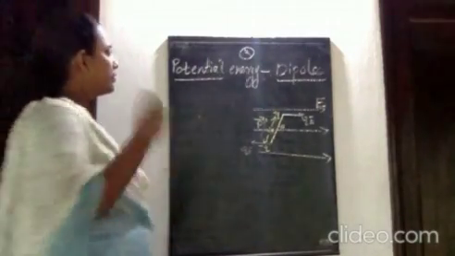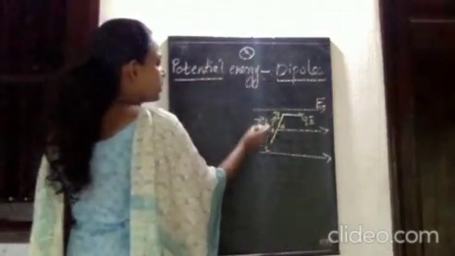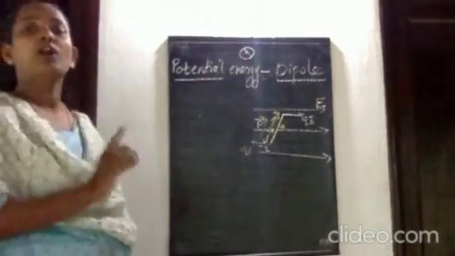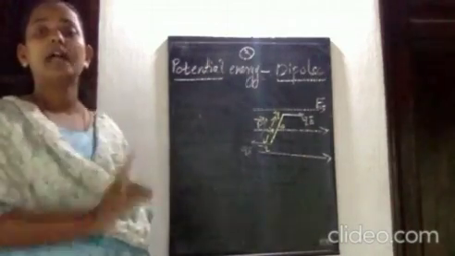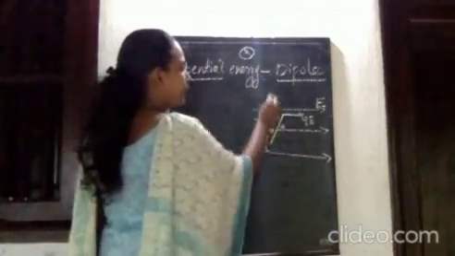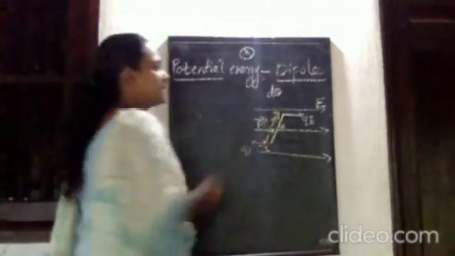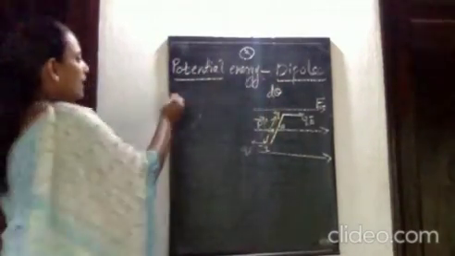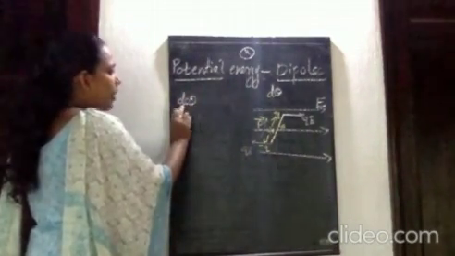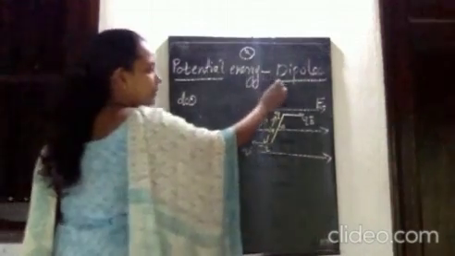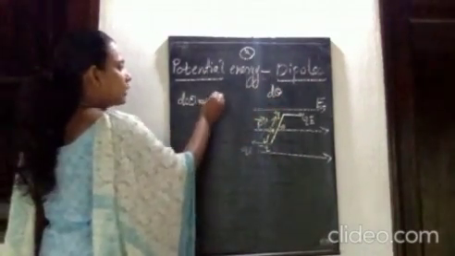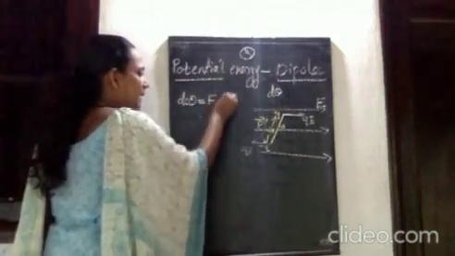So in order to find the expression for the potential energy of a dipole placed in a uniform electric field, we want to calculate the work done. Work done for what? Work done to rotate this dipole through a small angle d theta. We know that work is equal to force into displacement.